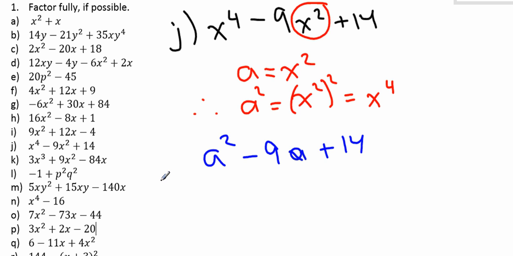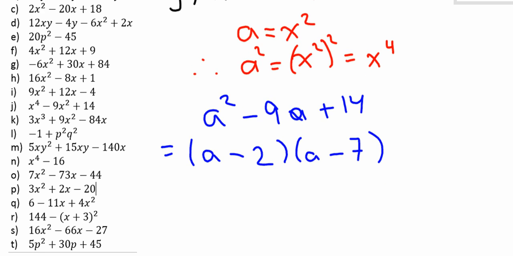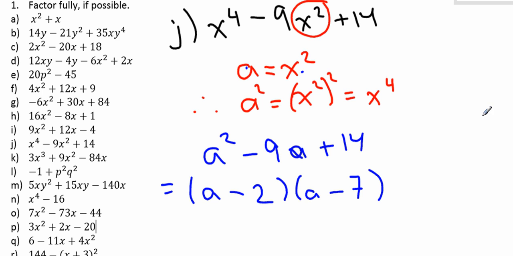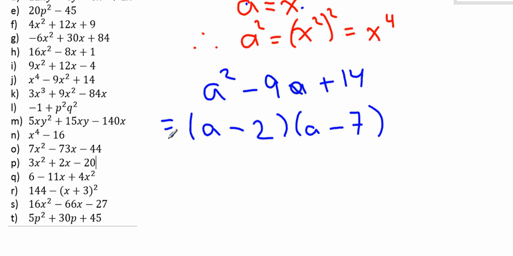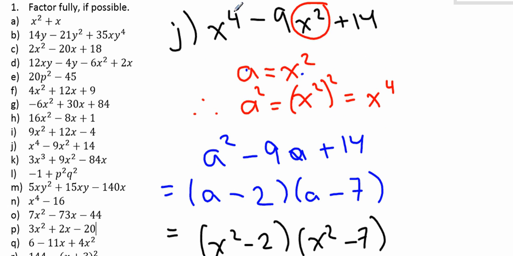Now, this we know how to factor. This is a simple trinomial, two numbers that multiply to 14 and add to negative 9 right there. But remember, a was a substitution. So I have to put back in x squared. So I should have x squared minus 2 and x squared minus 7. So dealing with x to the 4 is not an issue as long as it follows the pattern. As long as this is double this, it's a factorable quadratic.